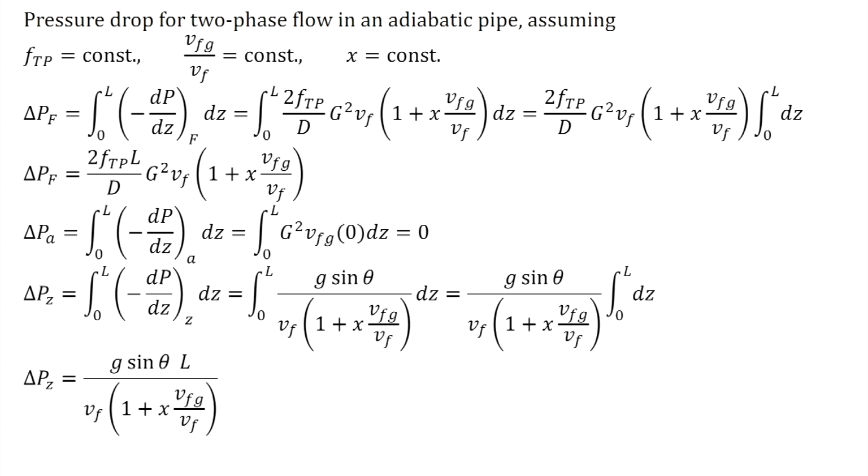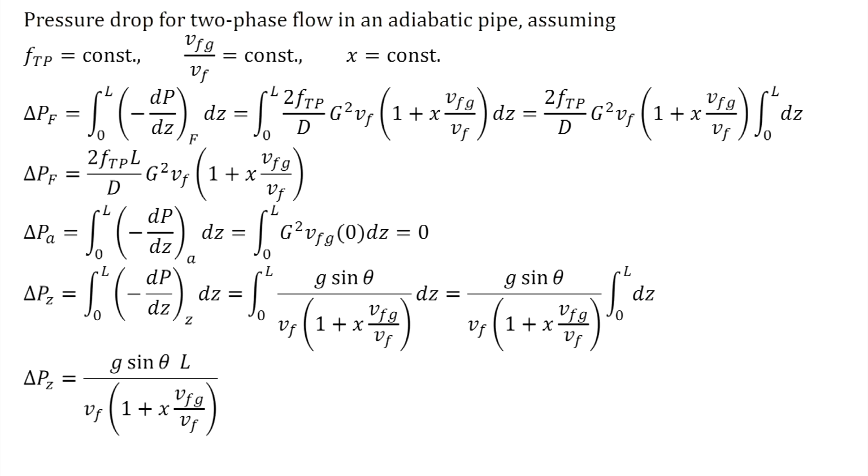Okay. So, we have considered pressure drop in an evaporator tube and a condenser tube. Now, let us consider two-phase flow in an adiabatic pipe. So, in an adiabatic pipe, there will be no change in quality, because we are neither heating it nor cooling it. There can be change in quality due to higher order effects, which we are not considering right now. So, here we will assume that the quality is constant, and then we also assume FTP equal to constant and Vfg by Vf equal to constant.